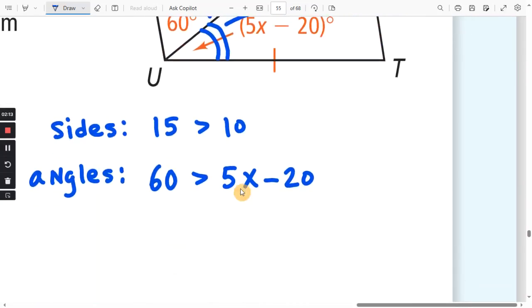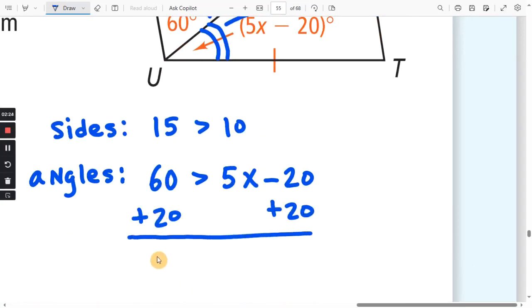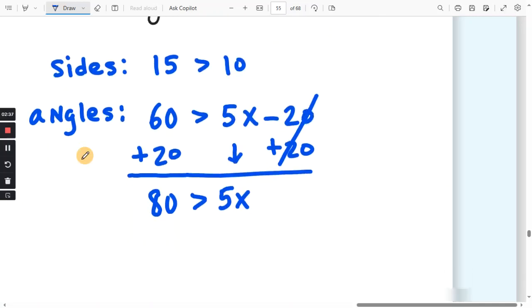So solving for x, we want to isolate this. The opposite of negative 20 is positive 20. We do that to both sides. 60 plus 20 is 80. Keep this symbol pointing in the same direction. Bring down your 5x. And 20 minus 20 cancels.